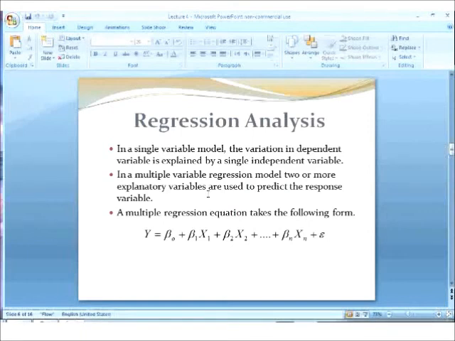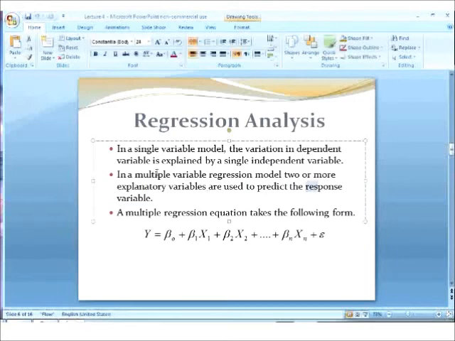Now, I'm repeating dependent variable and independent variables. When we are talking about regression, the dependent variable is also called the response variable, and the independent variables are called explanatory variables, which means they are explaining the variation of the dependent variable. So they could be called independent variables, or explanatory variables when we are doing the regression analysis.